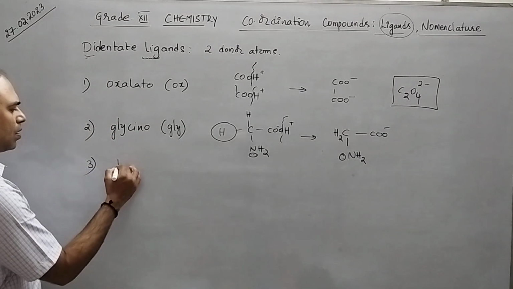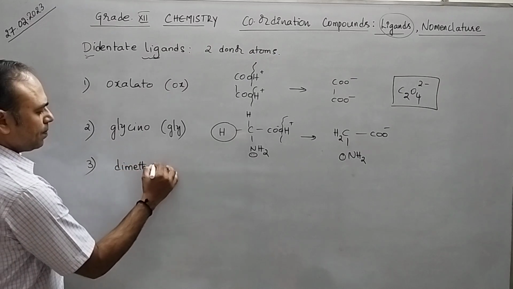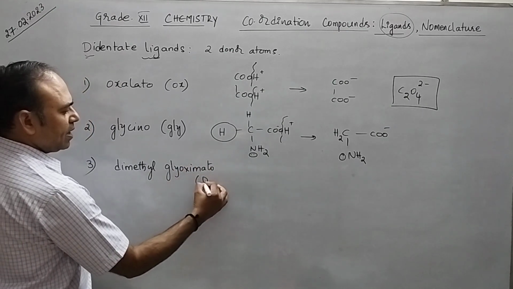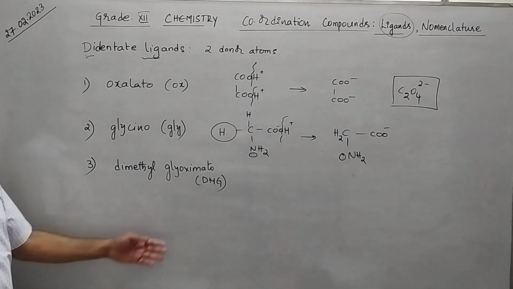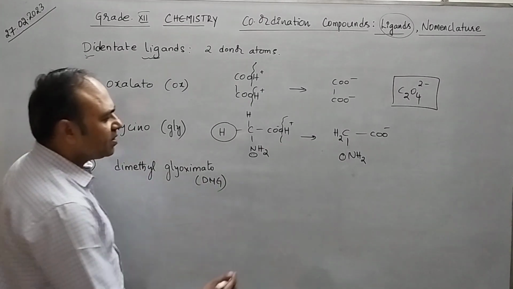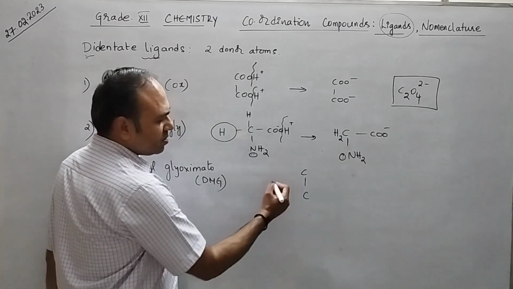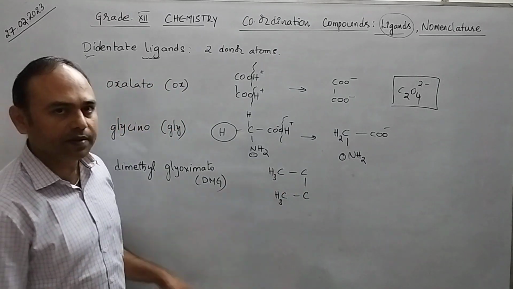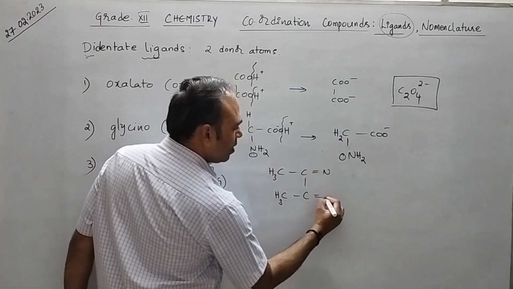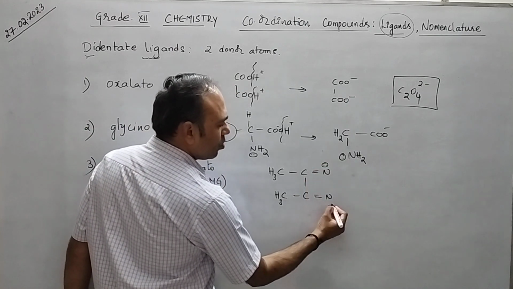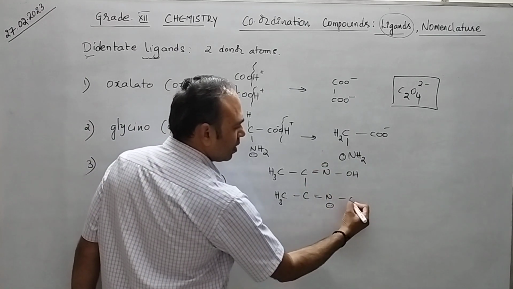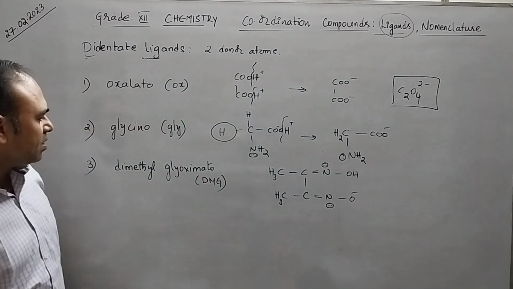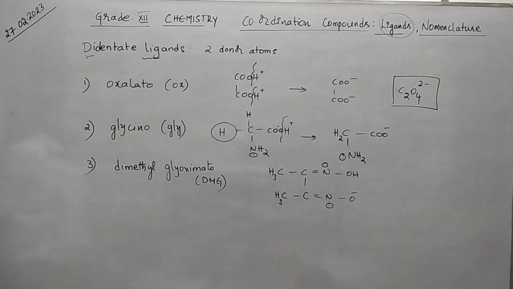Third one, dimethylglyoximato. We can write it as DMG. So the short form is DMG. Now what will be the structure of this? First write two carbons, dimethyl, hence write CH3 groups. Next, double bond N and double bond N with the lone pair. Here mention OH, here write O minus. So we have nitrogen and oxygen as the donor atoms, hence DMG is also didentate.